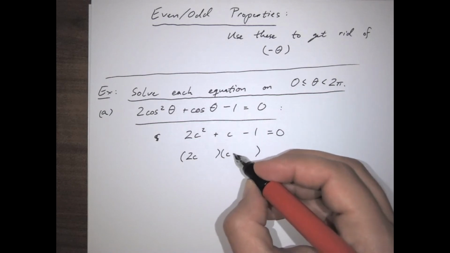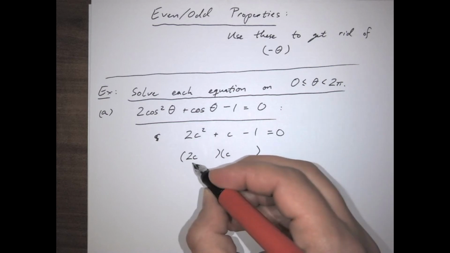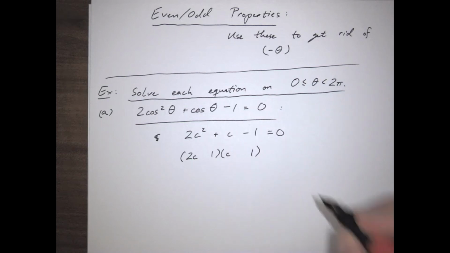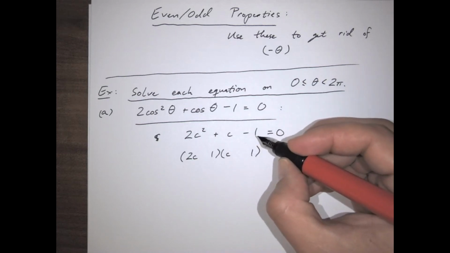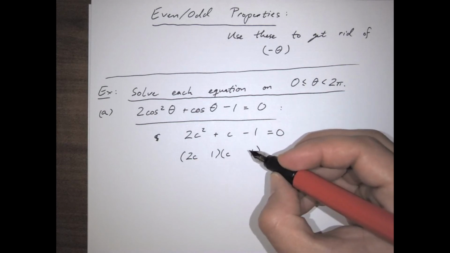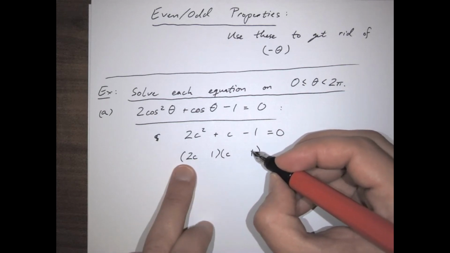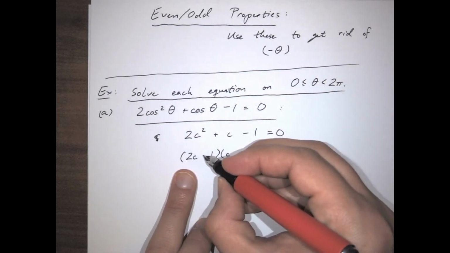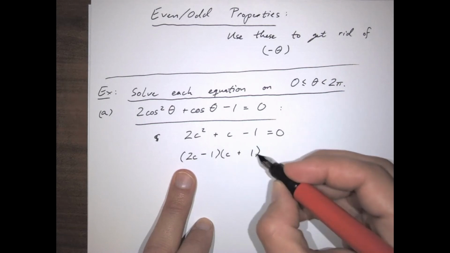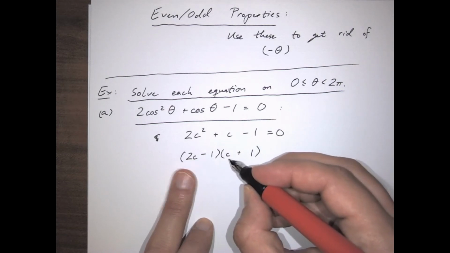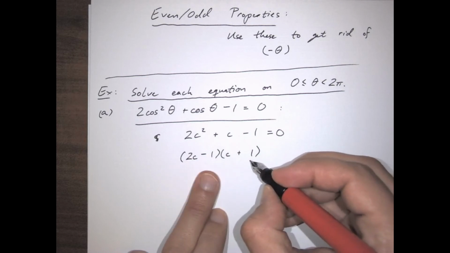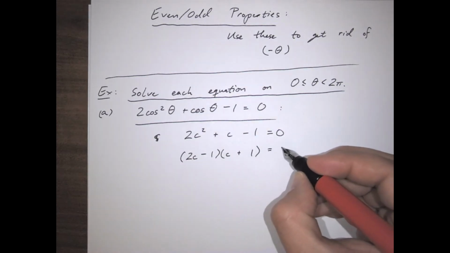So let's see, we need two things that multiply together to make 2c squared, and add together and multiply together to make negative 1 for the second terms. So we need one of these positive, one of these negative. And since we need it to equal a positive c in the middle, we can do this, because that way when we FOIL it, 2c squared plus 2c minus c minus 1, it all checks out.